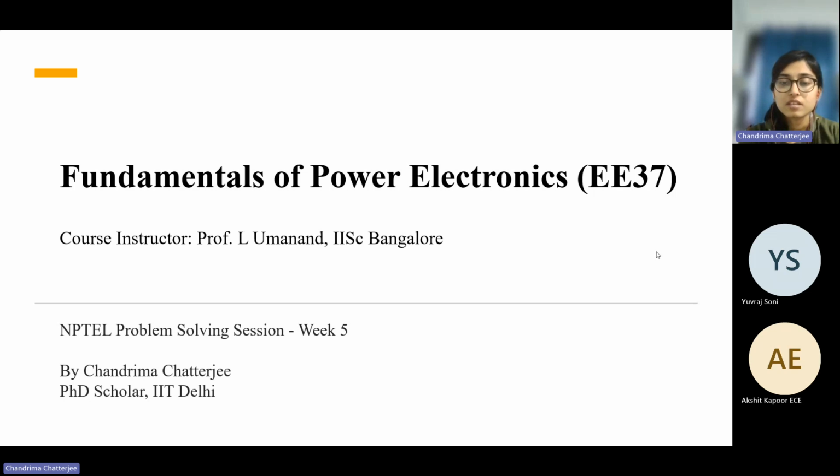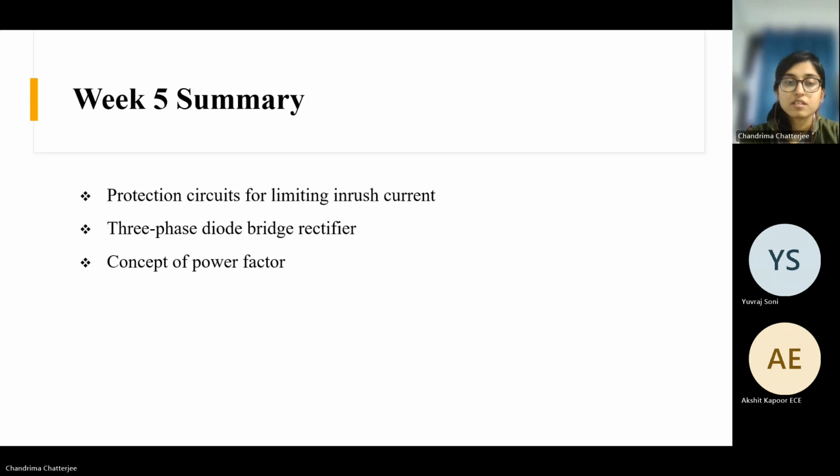Today is the week 5 problem solving session of fundamentals of power electronics. In this week, the topic of discussion is the protection circuits for limiting the inrush current in a diode bridge rectifier with capacitive filter, and then a little bit about three-phase diode bridge rectifier, and lastly, the concept of power factor.